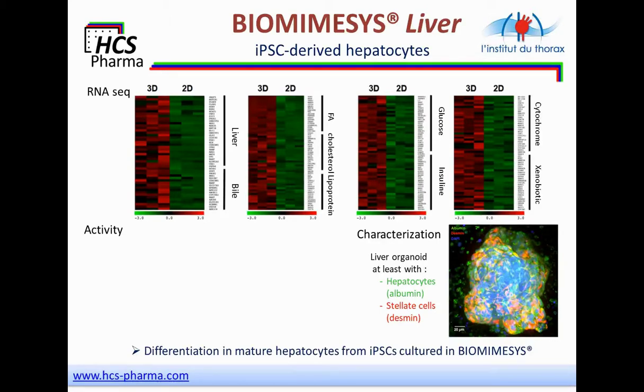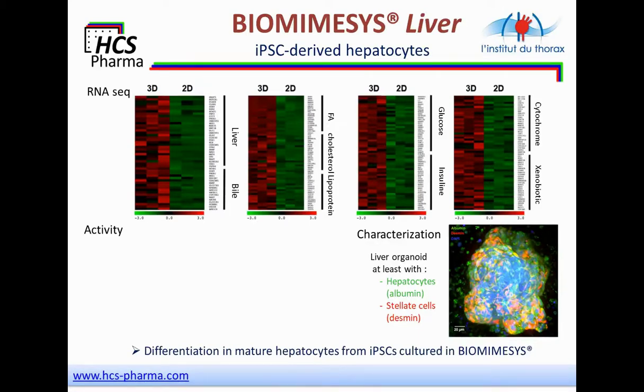You have here examples of genes that have been upregulated in 3D, and they are dealing with bile metabolism, fatty acid metabolism, cholesterol, lipoprotein, glucose, insulin, cytochrome, and xenobiotic-related metabolism, which is of great interest. It shows that the cells are mature.